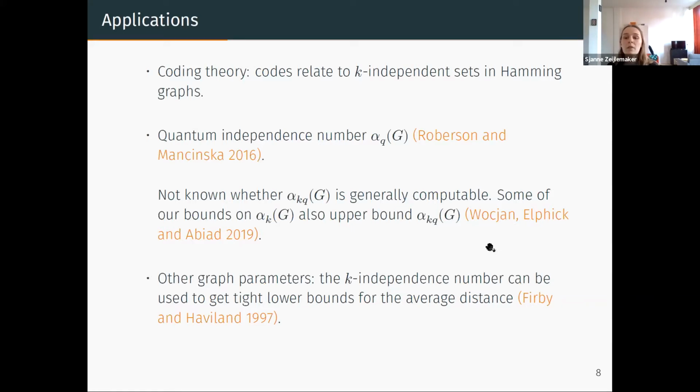Finally, it also relates to certain other graph parameters. For example, the average distance can be lower bounded by this k-independence number.